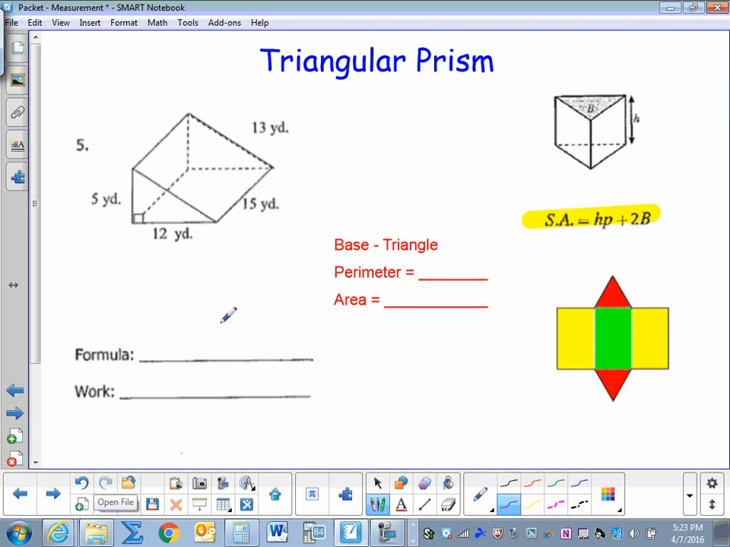The surface area of a triangular prism is the height times the perimeter of the base plus 2 times the area of the base. So our height is 15, which is h. So let's look at our base. It's the triangle, 5, 12, and the hypotenuse they have here labeled as 13. So the perimeter is 12 plus 13 plus 5, which is 30. The area of the base is 1/2 base times height, so 1/2 of 12 is 6 times 5 is 30.